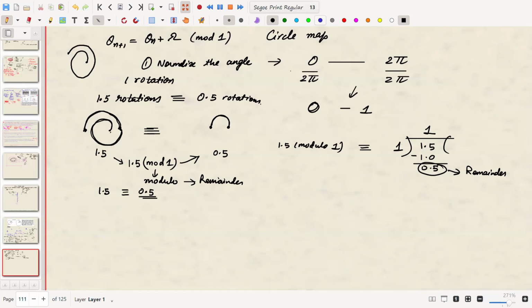This is the meaning. Why do we do this? Always the dynamics will be in between. It will not escape 1. That is the main reason we are doing this. Else, it will just keep on adding 1.5, 2.5, 100.5, 1000.5, which does not make any sense. Okay, so now how does this angle look? Can you tell me how the dynamics looks like for this map?